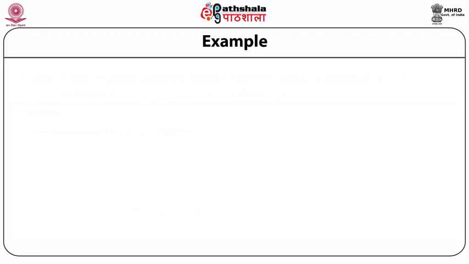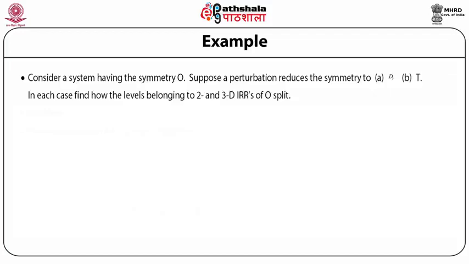Now I will illustrate this with the help of an example. Consider a system having the symmetry of the cubic group O. Now suppose we have a perturbation which reduces the symmetry to A, a D3 symmetry, and B, a T symmetry. Remember, O has 24 elements, a group which is much bigger than the groups D3 and T. So we have a system which has the symmetry O. Now the perturbation is applied. The perturbation reduces the symmetry from the cubic symmetry to a D3 symmetry or a T symmetry. In each case, we'll try to find out how the levels belonging to the 2 and 3 dimensional irreducible representations of O are split.